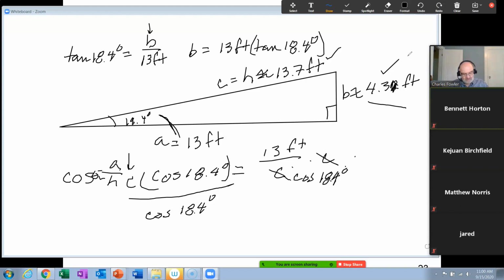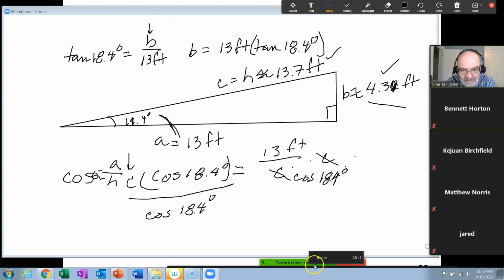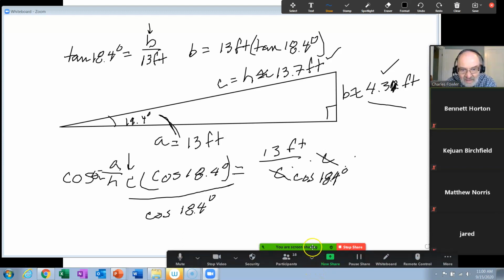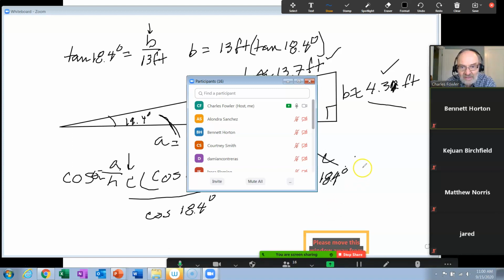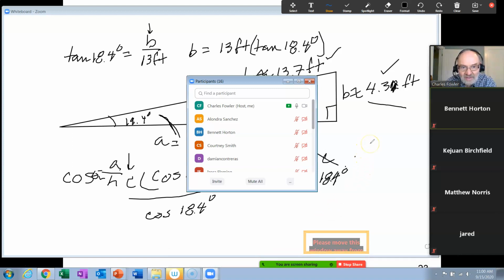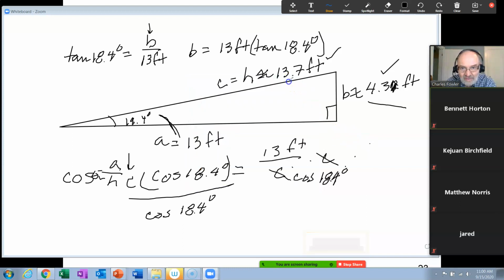Now, I don't know what the beam was about. Let's just make sure nobody else is trying to get in. Okay, I don't see anybody else. If y'all sense anybody else trying to get in, please let me know. Okay.